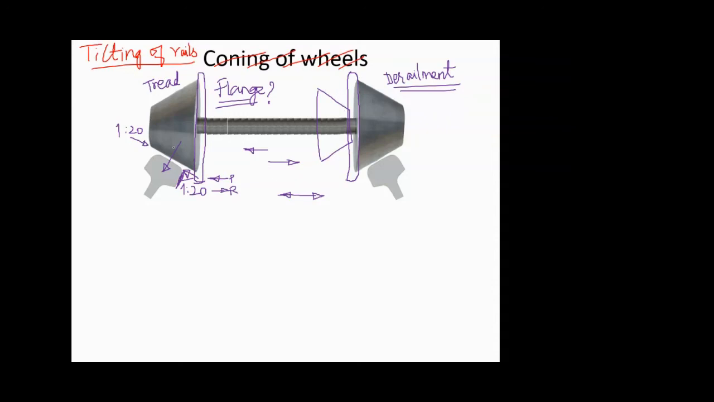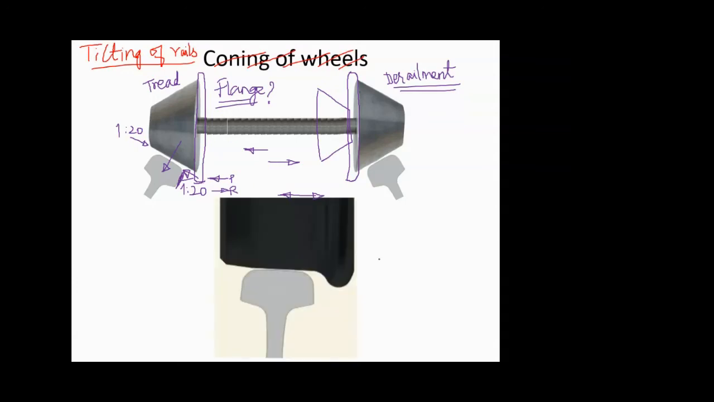Now, as I told you, I have just exaggerated the slopes. In actual practice, this is the actual figure. So the slope is very small. As I told you, you will not even realize that there is a slope given, but there is a slope given to the wheel, the coning given is 1:20, and the same slope is given to the rails. So now in this case, only this much is the contact area.